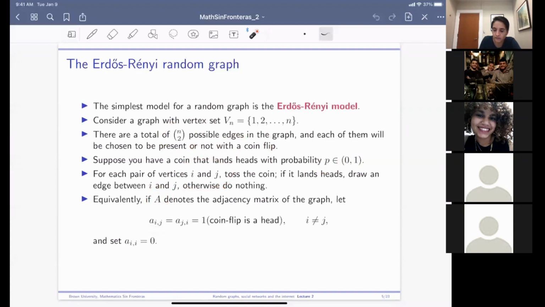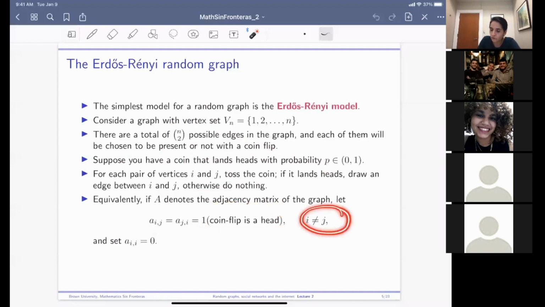So A_ij is equal to A_ji. And this notation means the indicator of whatever is inside. In this case, what's inside is the event that the coin flip ended up being a head. So if it landed heads, this is going to give me a 1. If it lands tails, it's going to give me a 0.